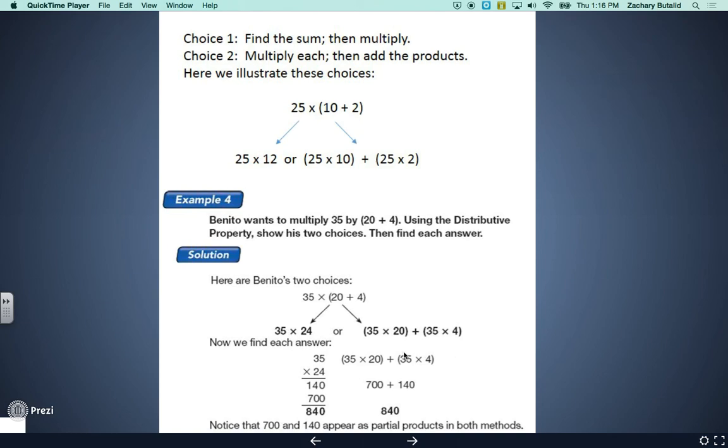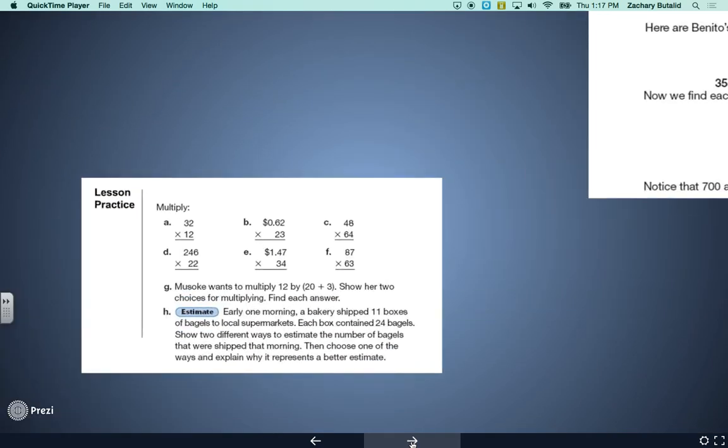All right. Notice that 700 and 140 appear as partial products in both methods. See, 140 is kind of the same thing. All right. And that is showing the distributive property. And you get 840 after doing the multiplication algorithm.